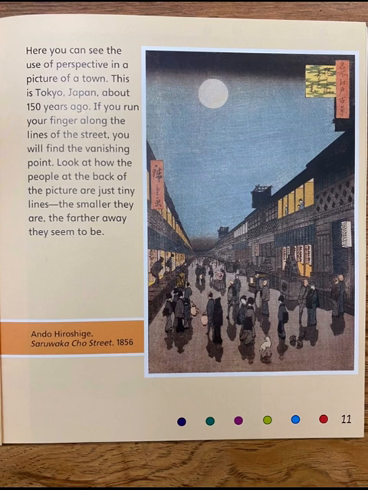This is Tokyo, Japan. I think this one is in the 7th grade book or one by the same artist. It says, if you run your finger along the lines of the street, do it. You will find the vanishing point. Here, I'll wait. Try it.